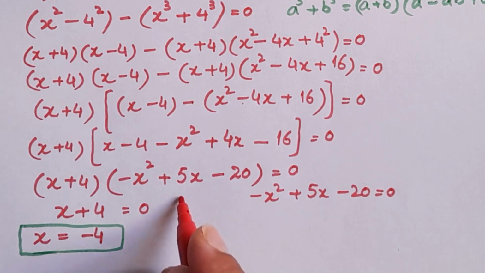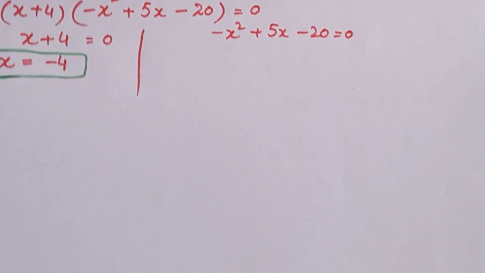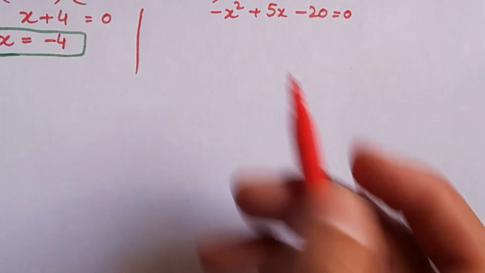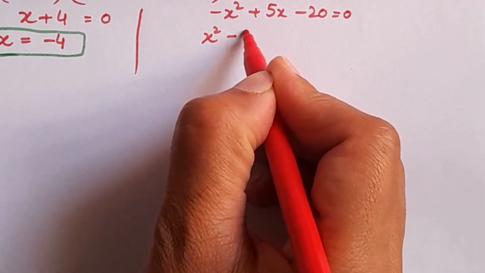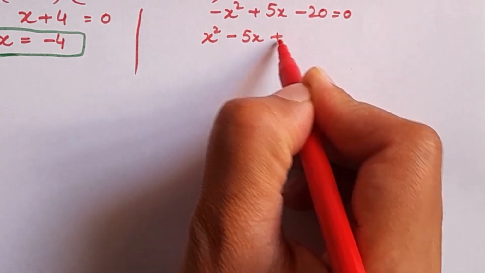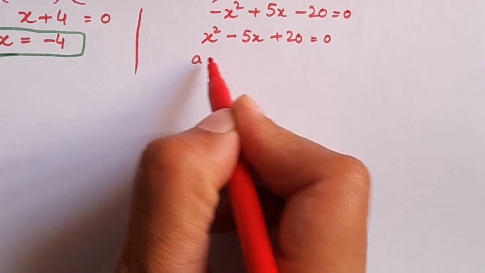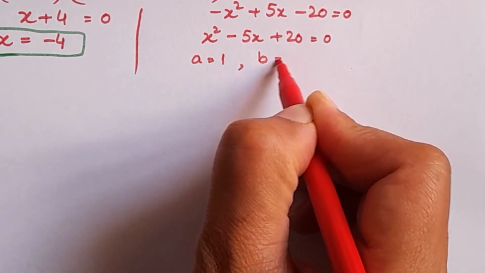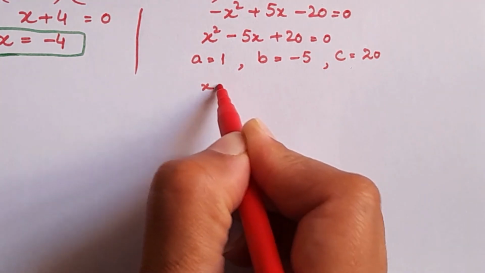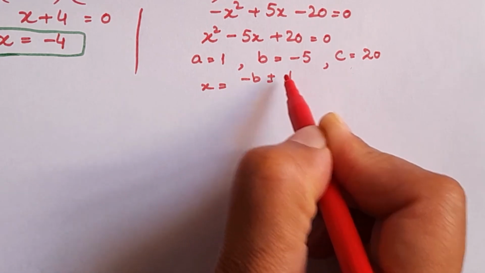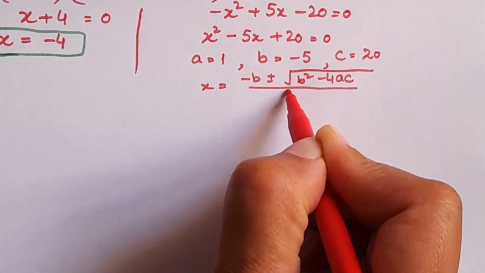Let's look at the second case. Minus x square plus 5x minus 20 is equal to 0. If we take the minus sign as common, or multiply by the minus sign, it will become x square minus 5x plus 20 is equal to 0. Now this becomes a quadratic equation and we are going to use the quadratic formula where a is equal to 1, b is equal to -5 and c is equal to 20. The formula is -b plus minus root b square minus 4ac all divided by 2a.